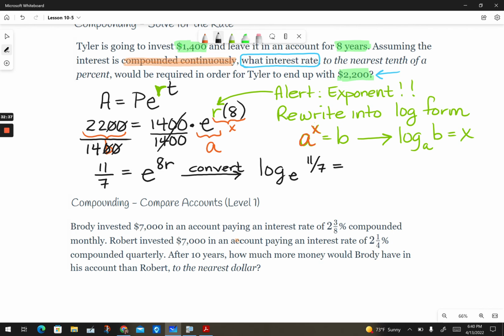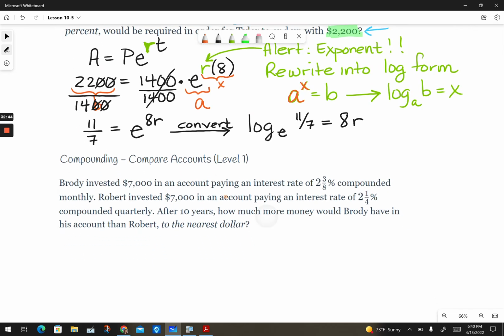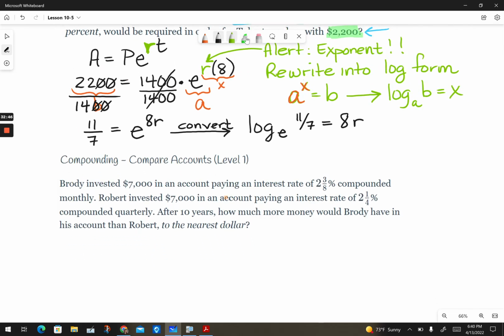Now, I need to get r by itself. So I'm going to divide by 8. I'm going to divide by 8. So far, everybody okay? Let me bring this formula down.